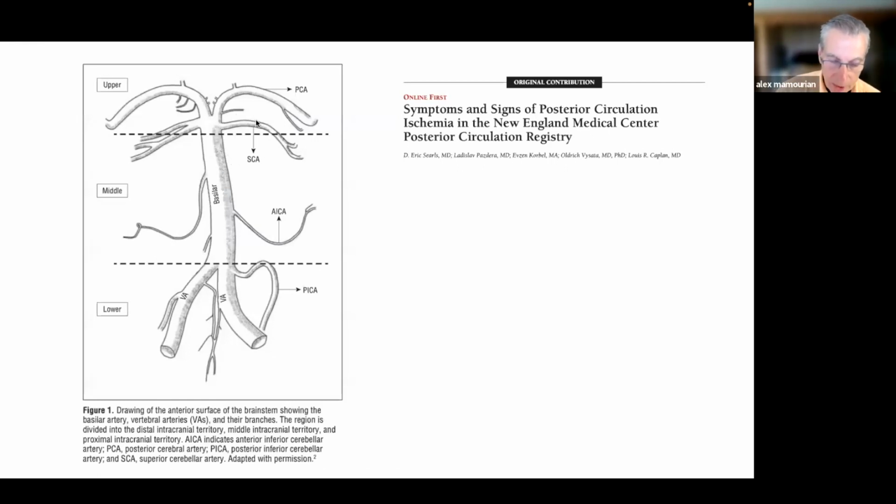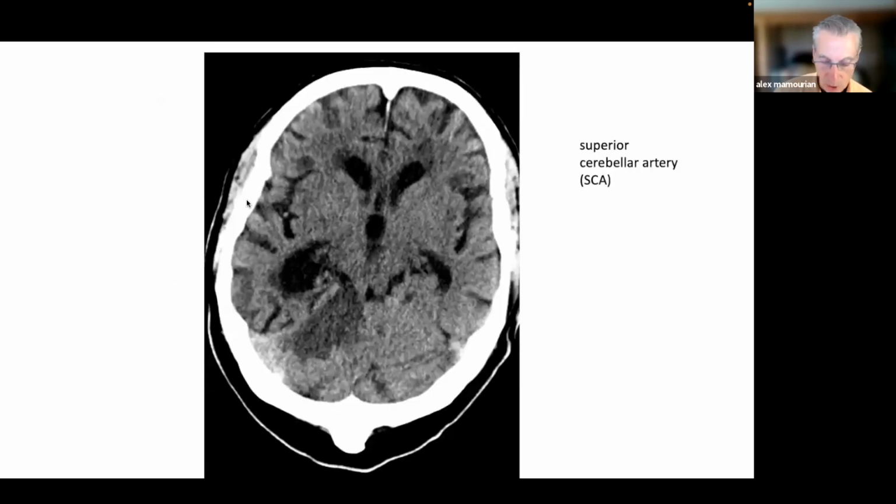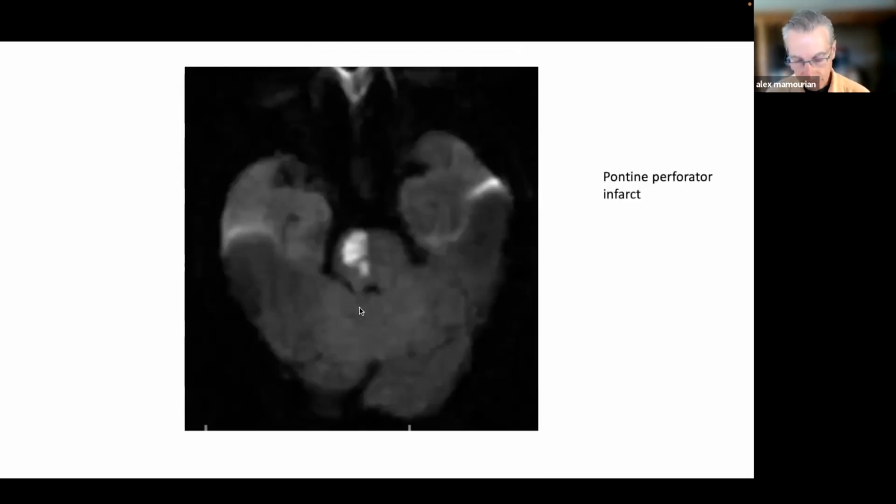One way you can think about the posterior circulation is there's the distal segment, which is the PCA and superior cerebellar, the middle segment, and the proximal segment, which involves the vertebral arteries and the PICA. So AICA is in this group, and the pontine perforators are also. So this infarct, you can see we're at the top of the cerebellum. It's involving the peripheral portion of the cerebellum, and you can see it hugs the tentorium. This is a typical appearance of a superior cerebellar artery infarct.